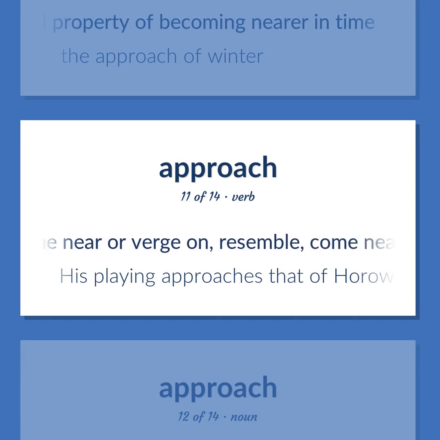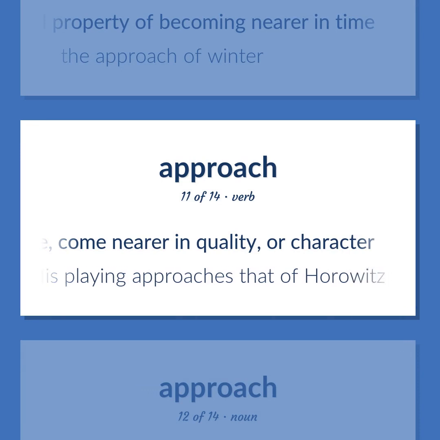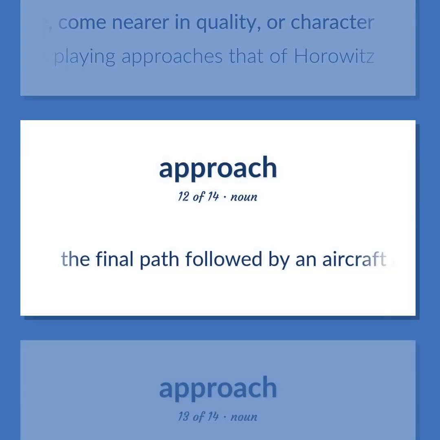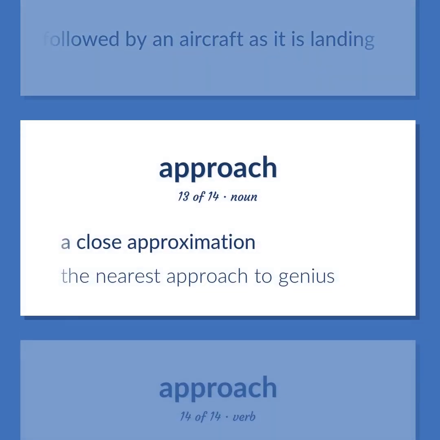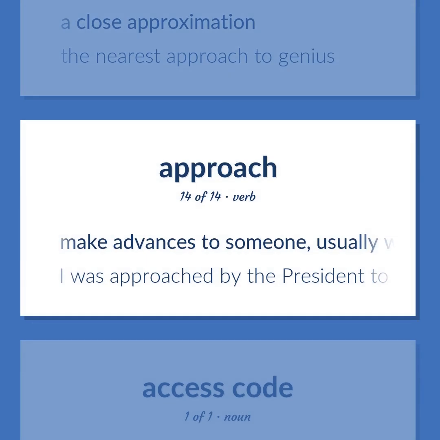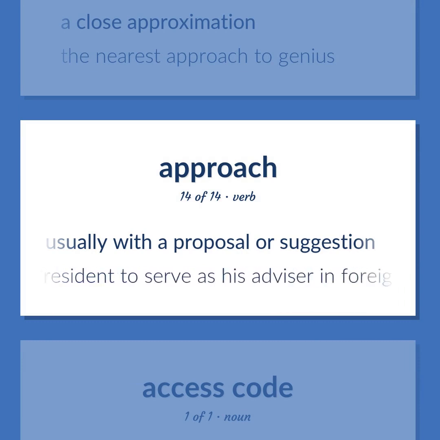Come near or verge on, resemble, come nearer in quality or character. His playing approaches that of Horowitz. The final path followed by an aircraft as it is landing. A close approximation. The nearest approach to genius. Make advances to someone, usually with a proposal or suggestion. I was approached by the president to serve as his advisor in foreign matters.